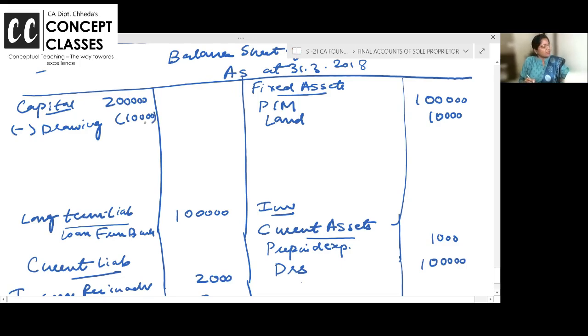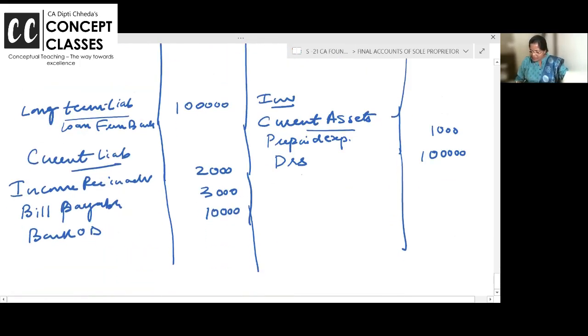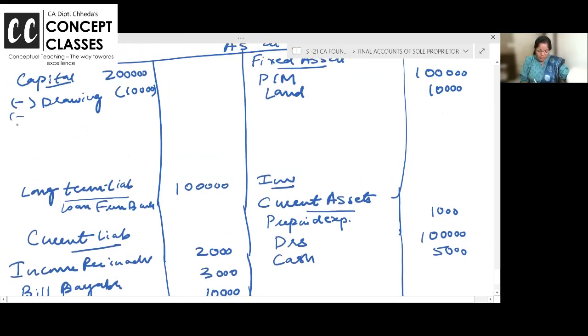Drawings is 10,000. Cash in hand will come in the current assets. Cash in hand. Income tax paid. Star market, it's a new item for all of you. Income tax paid is a personal expense. It's not only on your business income you pay income tax. Even your other salary income, rental income, other incomes also you pay. So income tax is to be treated like drawings.